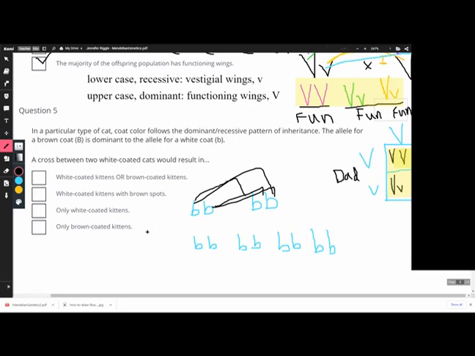If both parents are different types of homozygous, then their offspring will have to be heterozygous because it can only get one of each. So all the babies will be white-coated kittens. We're not going to get any brown spots. There's not even any brown in this equation. We cannot have brown-coated kittens because there's no capital B at all. And again, there's no capital B, so it can only be white-coated kittens.